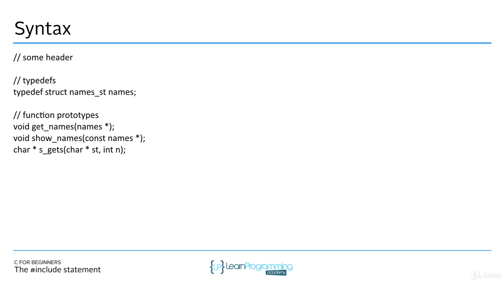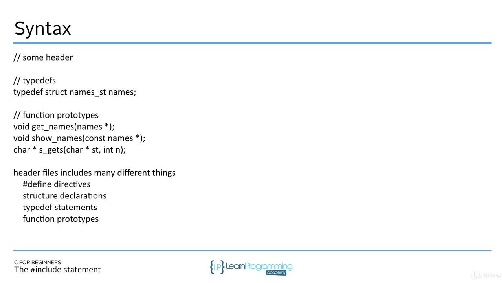So here are some function prototypes. Function prototypes are just names of functions. We know what a function is, hopefully by now. It's just a way of grouping code together. We'll talk about functions in much more detail later. So a header file can include many, many different things. It can include define directives, constants, structure declarations. This is, again, a way to group different variables, group different data. Typedef statements have to do with data types. We'll talk more about that. But function prototypes are really the important one. They're telling you how functions are defined so the compiler can generate the code it needs to.